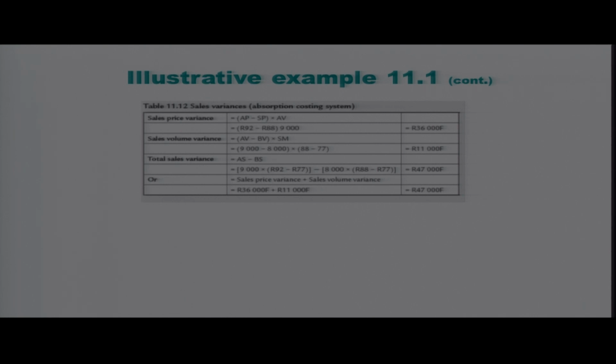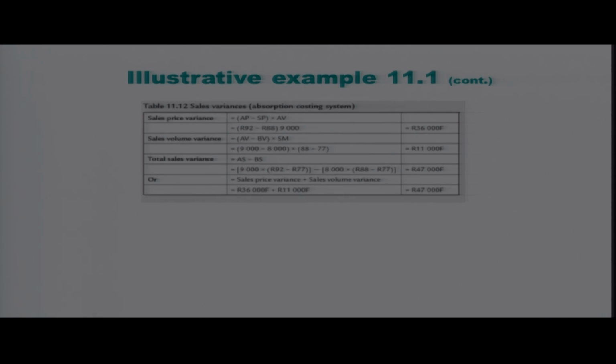So actually we sold a unit at 92 rand when we had budgeted to sell the units at 88 rand. We sold a total of 9,000 units. So we'll then say 92 rand minus 88 rand multiplied by 9,000, and that will give us a variance of 36,000. Remember now we are looking into the sales. So with the sales variance, it is good that our actual is more than our standard. Because we've sold more than what we had budgeted for, that is why we have a favorable variance.